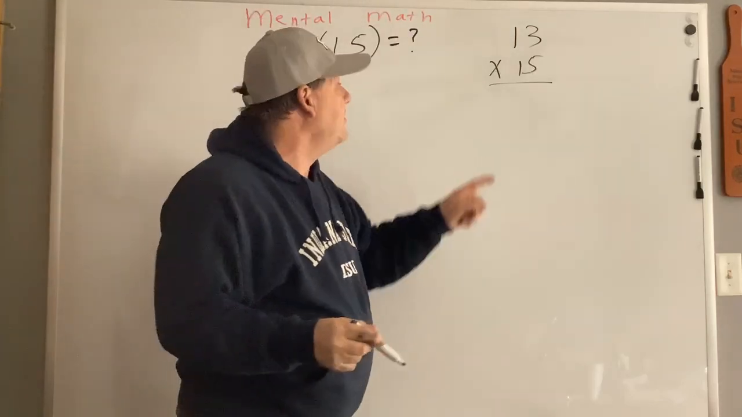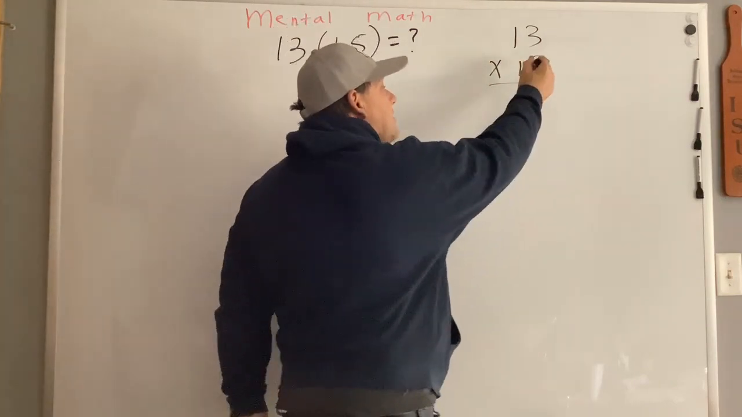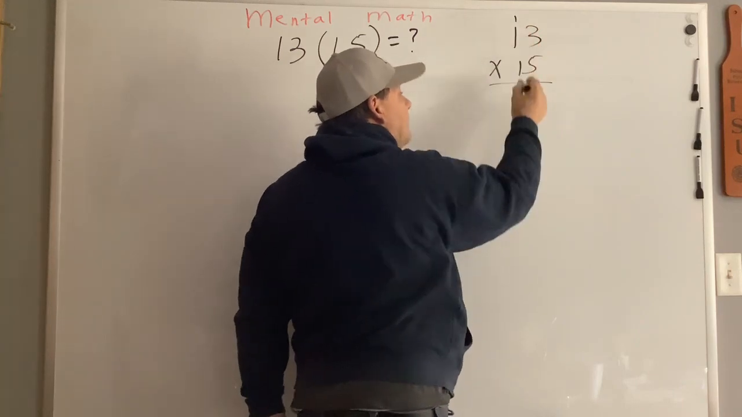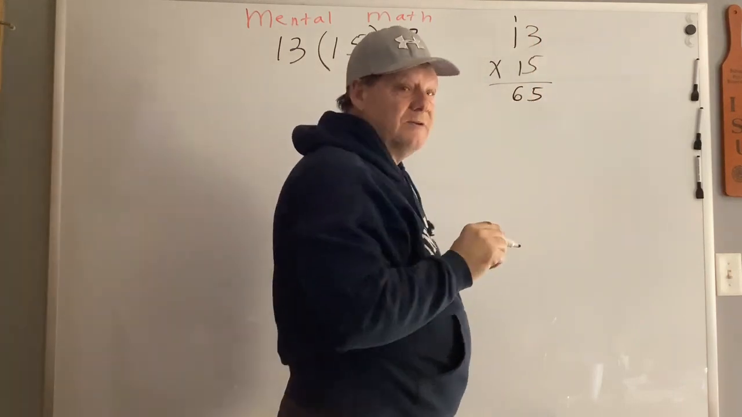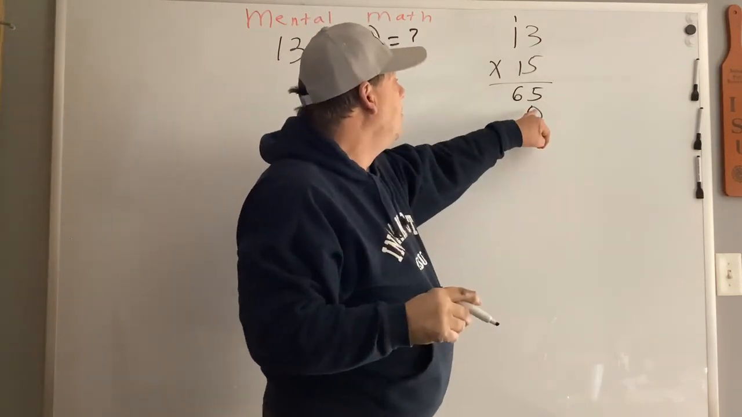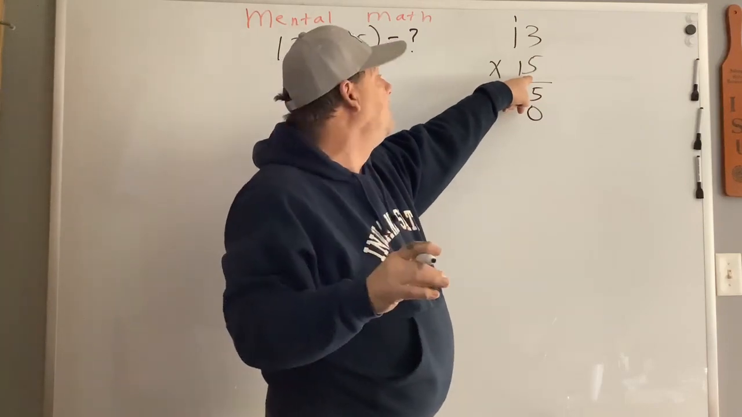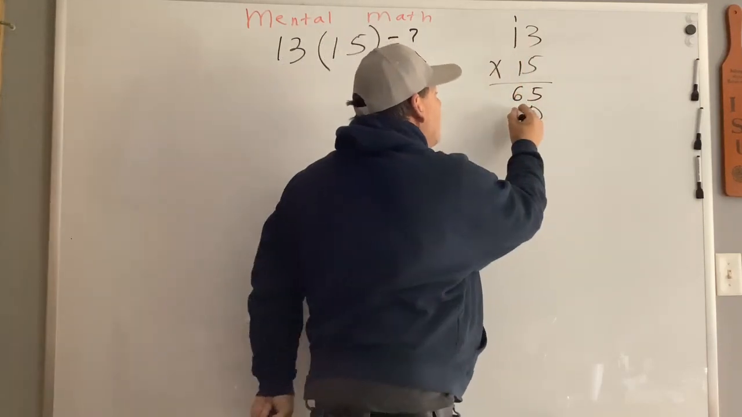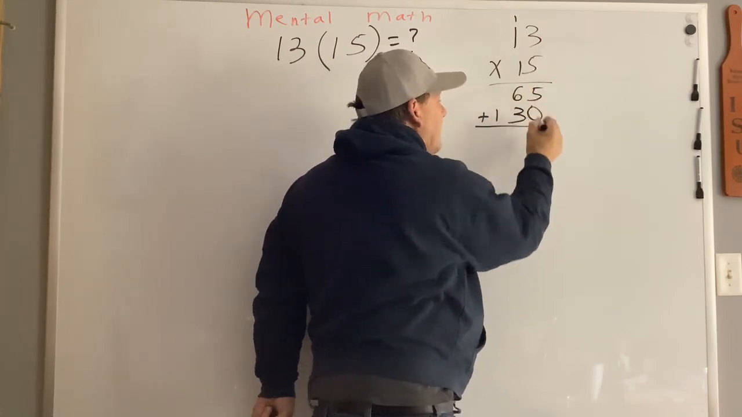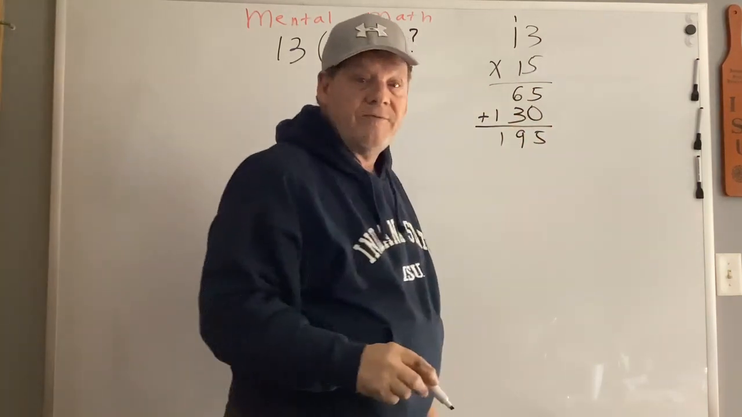You're taught in elementary school just to multiply 13 times 15 by stacking them up. The 5 times the 3 is 15. I carry the 1. 5 times 1 is 5, plus 1 is 6. Then I always teach students to put a 0 here to hold the place value, since we've already multiplied by that 5 in the 1's place. Then 1 times 3 is 3, and 1 times 1 is 1. Then when I add down, 5, 6 plus 0 is 6, 3 plus 1 is... I get 195.